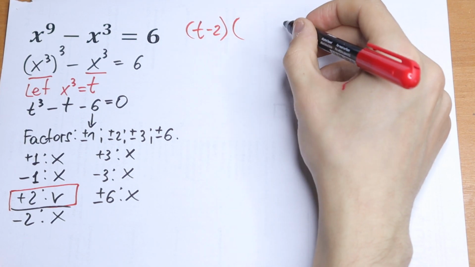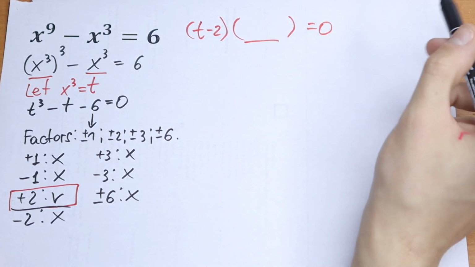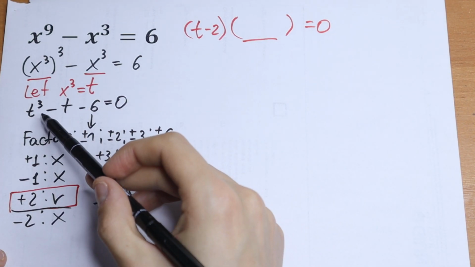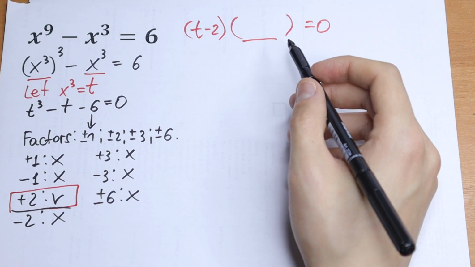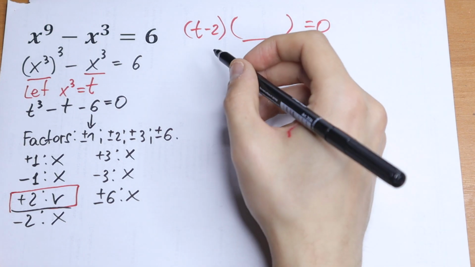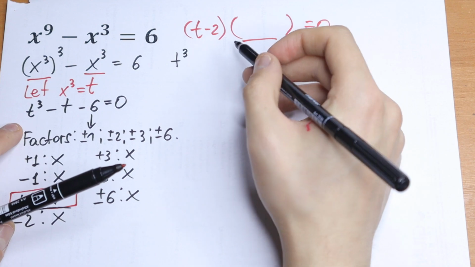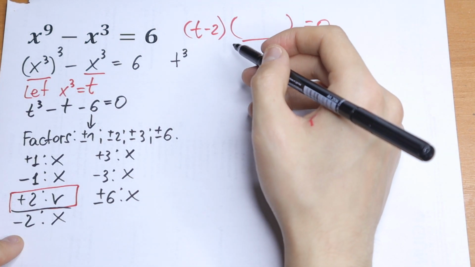But what about the parentheses? We need to find these parentheses. How can we do this? If we can have t minus 2 near this variable, then we can factor out this t minus 2. But how can we do this? Of course, I want to suggest a little trick right here. We have t cubed, and then we need t minus 2 near this t cubed.